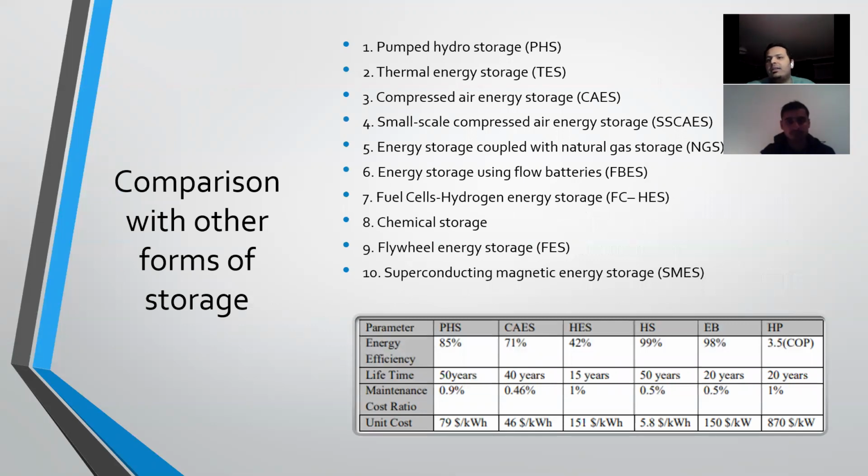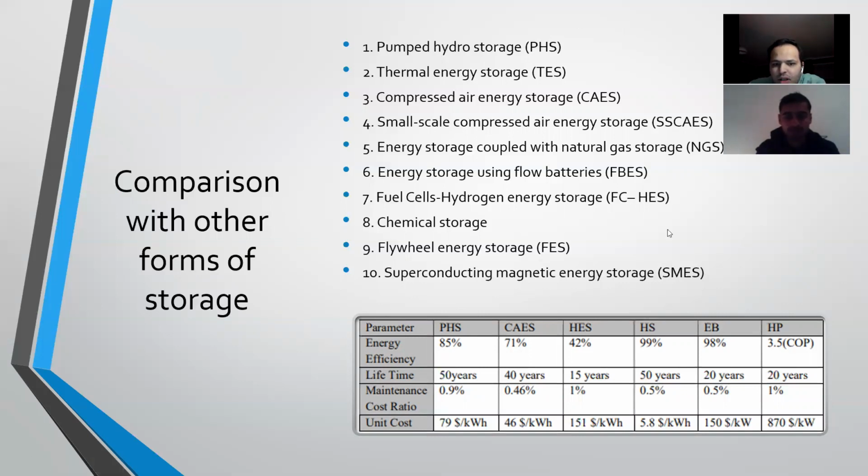This is the comparison of other forms of storage. We also compare which is the best storage form to store the electrical energy while there is off-peak on the load. So these are the 10 latest types of energy storage: pump hydro storage, thermal energy storage, compressed air energy storage, small scale compressed air energy storage coupled with the natural gas storage, flow storage using the battery storage, fuel cell hydrogen storage, chemical storage, flywheel storage, and superconducting magnetic energy storage. The short forms are written next to each of them.